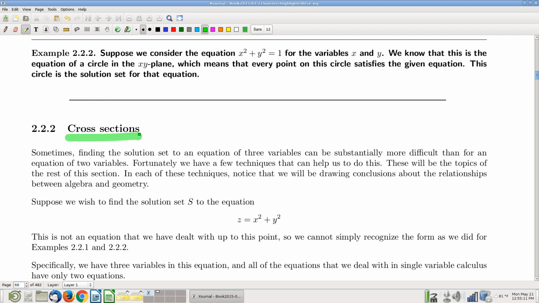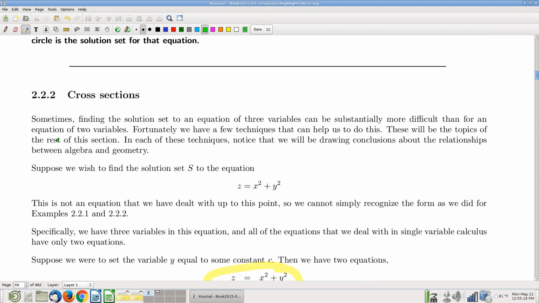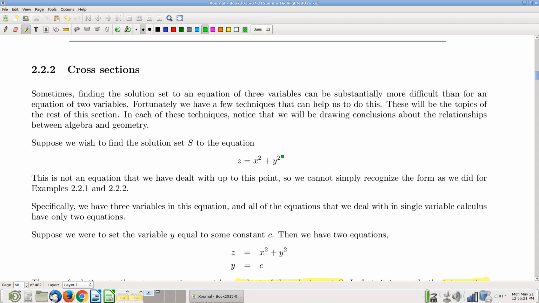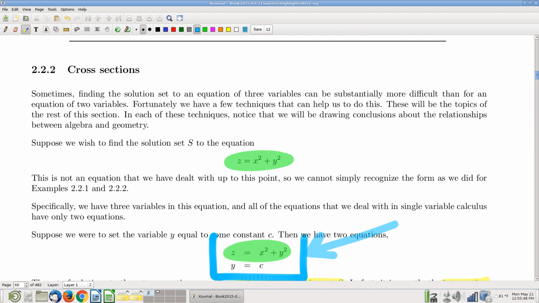Okay, so here's the idea. We're going to talk about cross-sections of a solution set to some equation like this one. I want to know the points that satisfy that equation. I'm going to try to answer this question by relating it to a different question. The different question is not what's the collection of all points that satisfy that equation. I don't know how to do that one. But what's the collection of all points that satisfy this pair of equations?